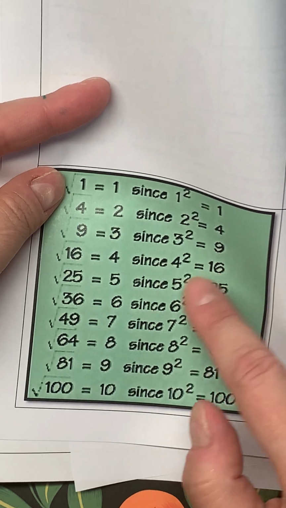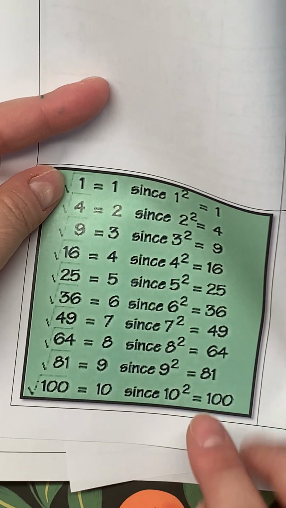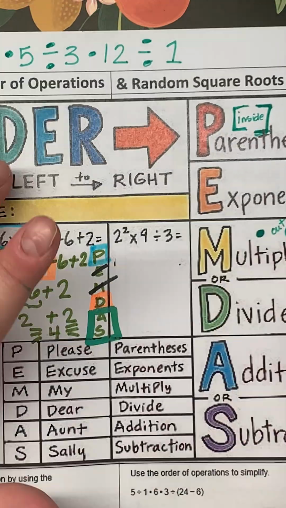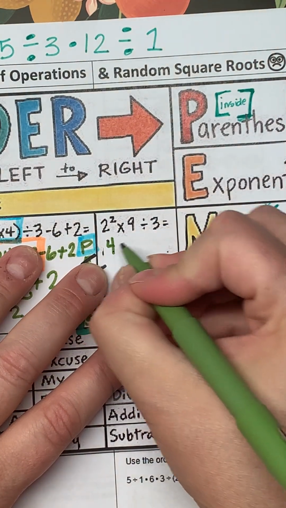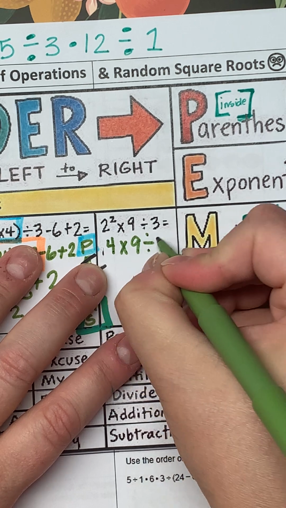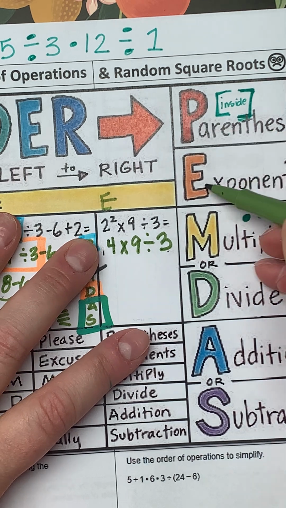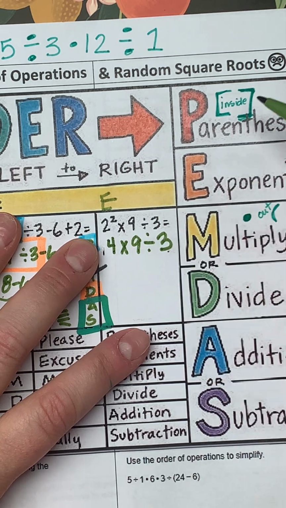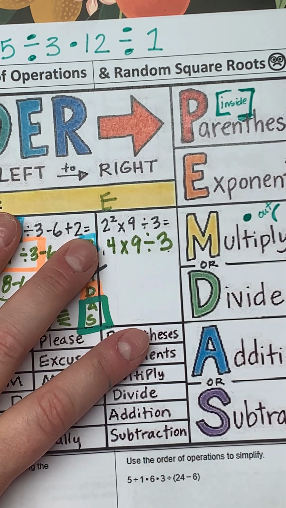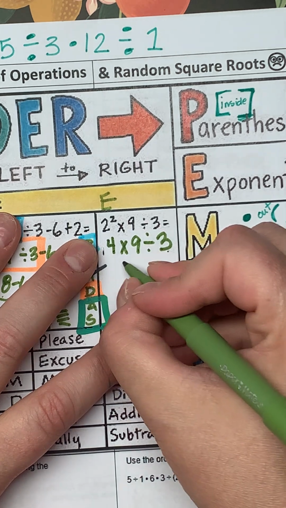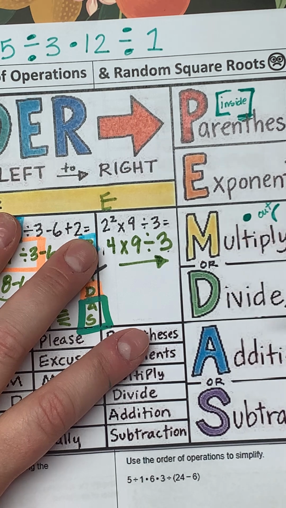4 times 4 is 16. 5 times 5 is 25. 6 times 6 is 36. So yeah, here are the squares if you need them on the next page. Okay, but for us, 2 squared is 4 times 9 divided by 3. Okay, so we just took care of that exponent. Now, P-E-M. Oh, but look, all we have left are M and D, multiply and divide. So that means you can go left to right, because there's only multiply and division left.